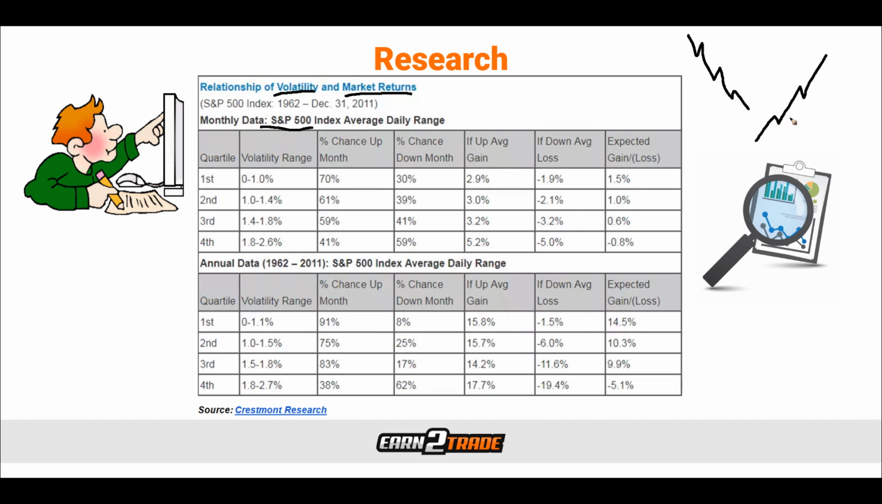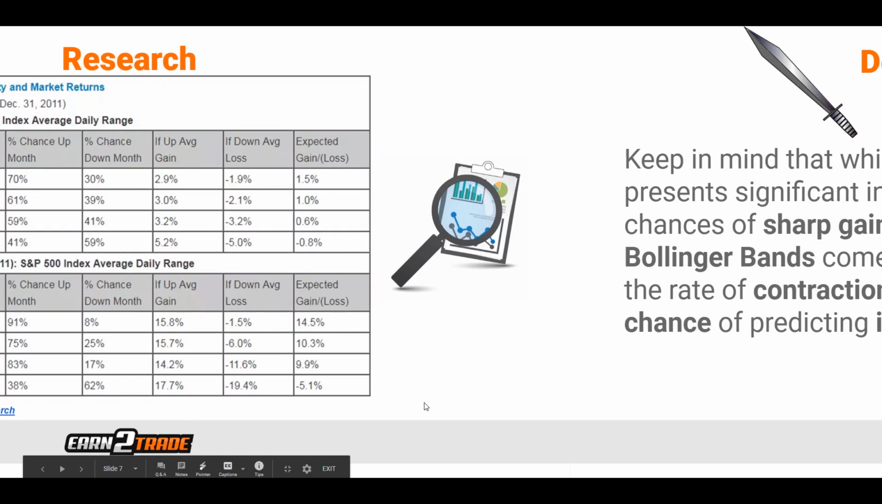Here we have monthly data comparatively to annual data, and both of them agree. The higher the volatility, the higher the probability of a downward trending market. The lower the volatility, the higher the probability of an upward trending market.